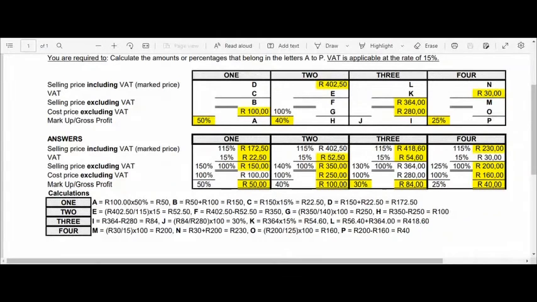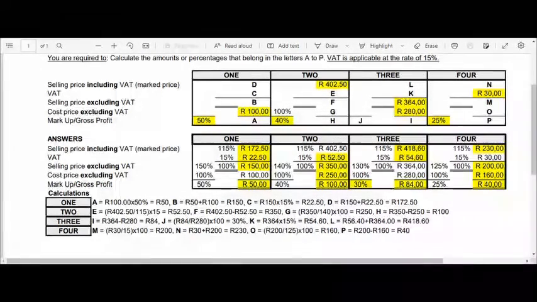Now we've got to go and calculate G. G is the cost price, and they also give us the markup percentage, which is 40%. So if we are looking at F, now forget about the VAT. We've already excluded the VAT. Remember, the VAT is now out when we are looking at the 350. Now we want to determine the cost.